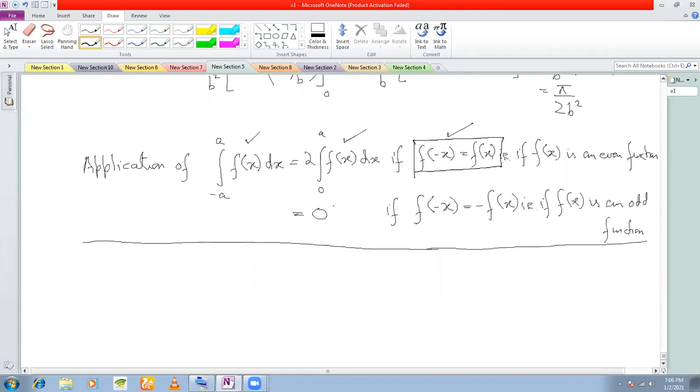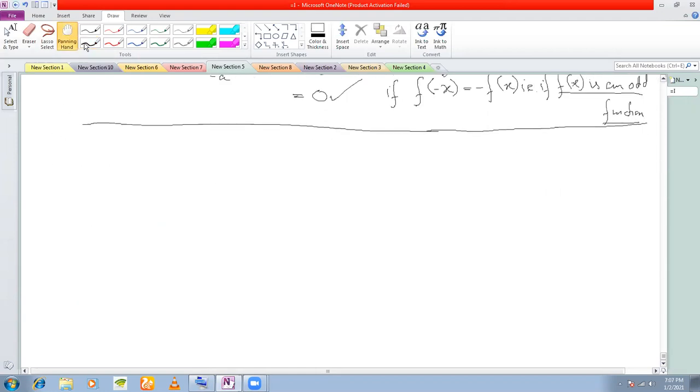And according to this, if f(x) is an odd function, what is the definition of an odd function? The definition is if f(-x) is equal to minus f(x), then this integral from minus a to a you can directly equate to 0. So when the function is an odd function, it becomes really easy because you can directly write the integral to be 0. Let us see some examples from this.